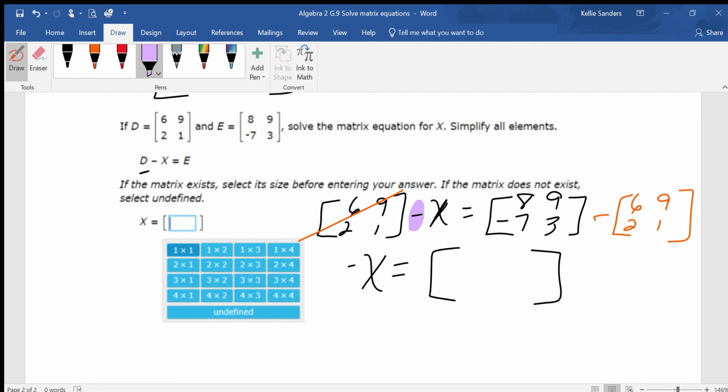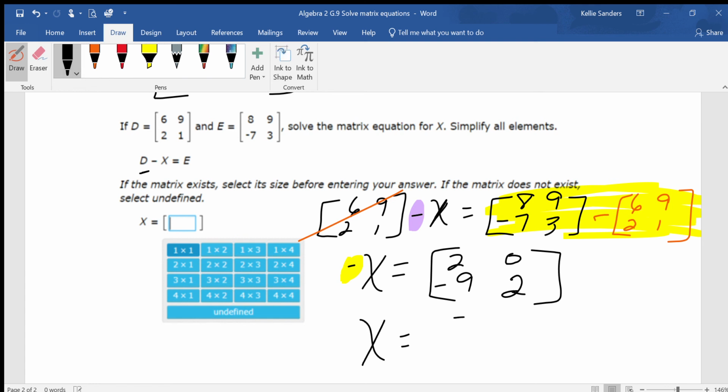Okay? I'm going to do this really quickly. 2, 0, negative 9, and 2. That would be your answer, except for this stinking negative sign. Now, what happens if you have a negative and you're solving for it? You just change the signs. So it's going to be negative 2. Don't change the sign of 0 because 0 is not positive or negative. Positive 9 and negative 2.